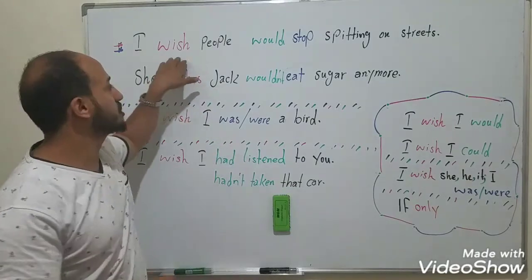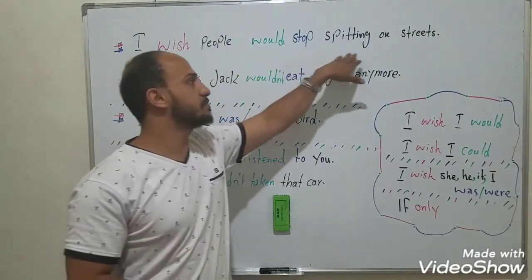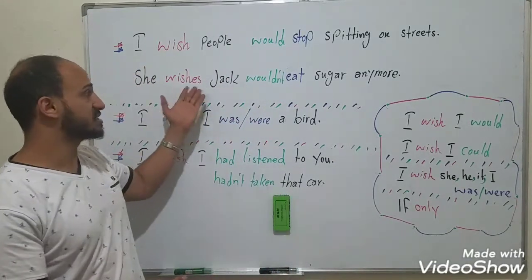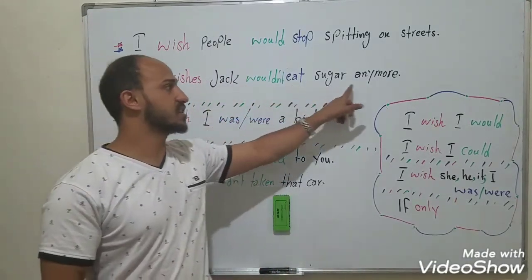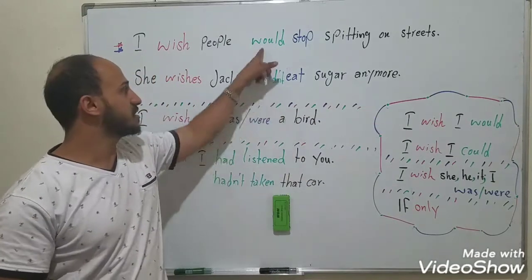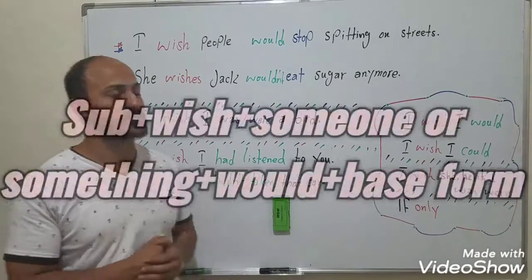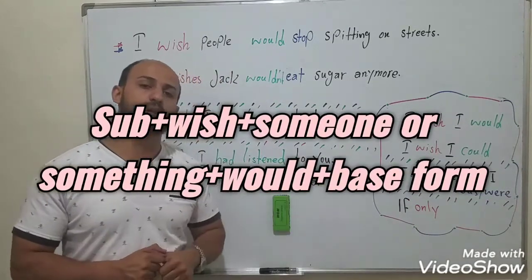You say, I wish people would stop spitting on streets. Or you say, she wishes Jack wouldn't eat sugar anymore. This is the way you make it negative, okay? That's it. So this is case number one.